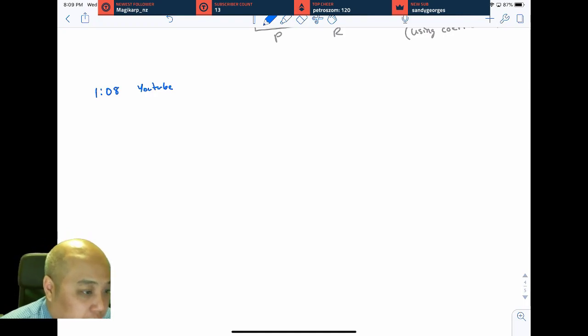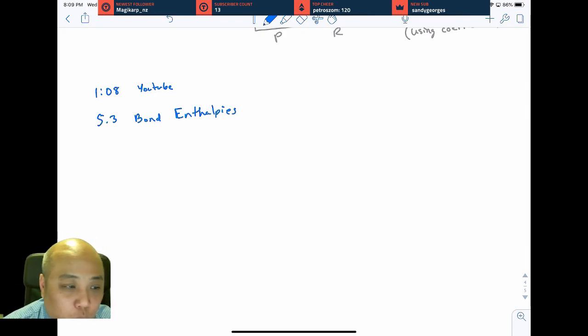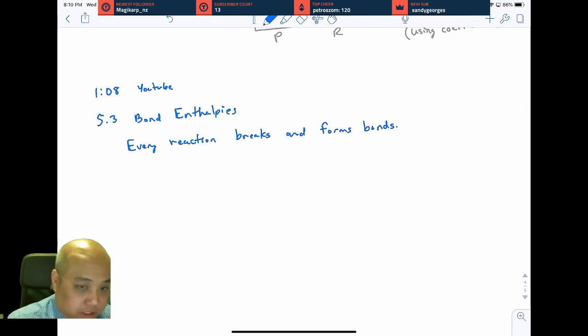Okay, so this is 5.3, which is labeled bond enthalpies. Okay, now what you want to understand here is that every reaction breaks and forms bonds. Every reaction. It doesn't matter. Any chemical reaction that's happening, there's at least one bond being broken and one bond being formed.